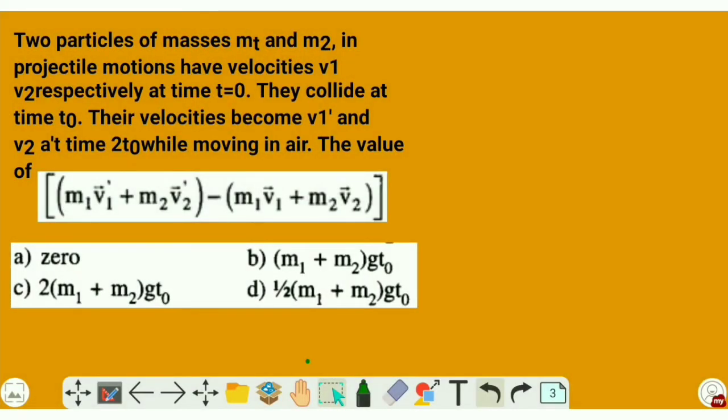Let's move to an important problem. Two particles of masses m1 and m2 in projectile motion have their velocities v1 and v2 respectively at time t equals 0. They collide at time t equals t0. Their velocities become v1 dashed and v2 dashed at time 2t0 while moving in the air. The value of the term m1 v1 dashed vector plus m2 v2 dashed vector minus m1 v1 vector plus m2 v2 vector is what? So let's draw a figure to visualize this problem.